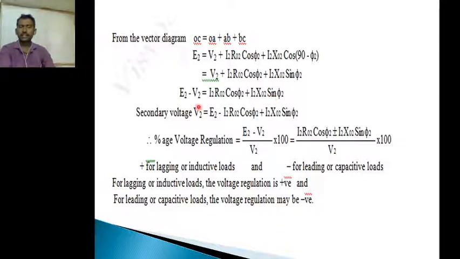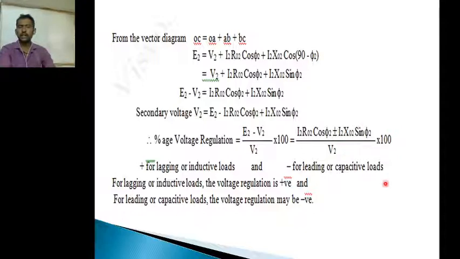So from this equation we can get the secondary voltage also. The voltage regulation formula is equal to (E2 minus V2) divided by V2 into 100. From this formula we have (I2 into R02 into cos phi 2 plus or minus I2 into X02 into sin phi 2) divided by V2 into 100. Here plus is for lagging load and minus is for leading load.